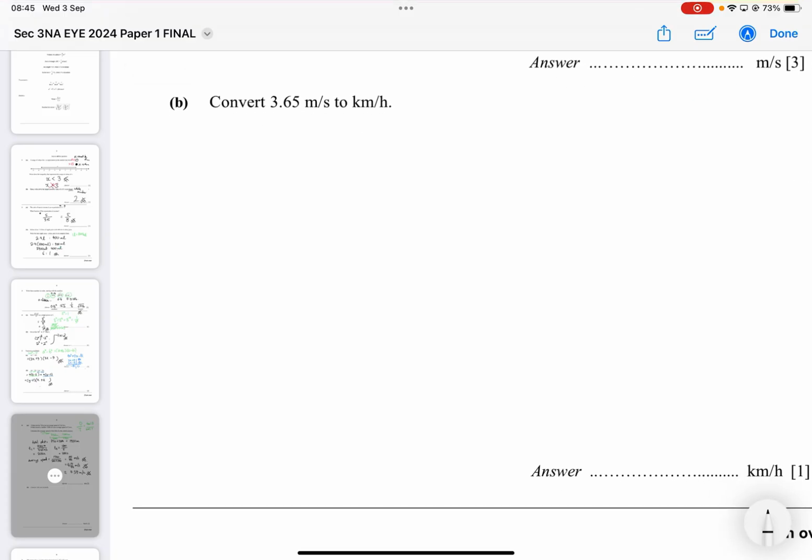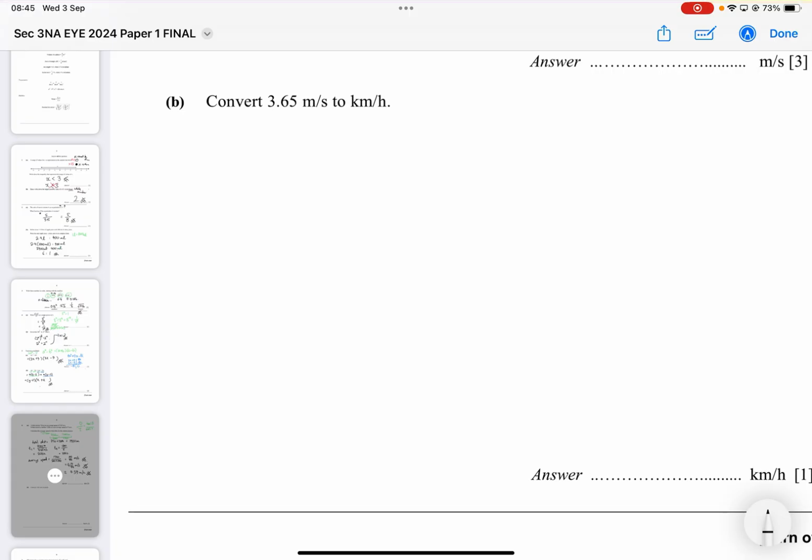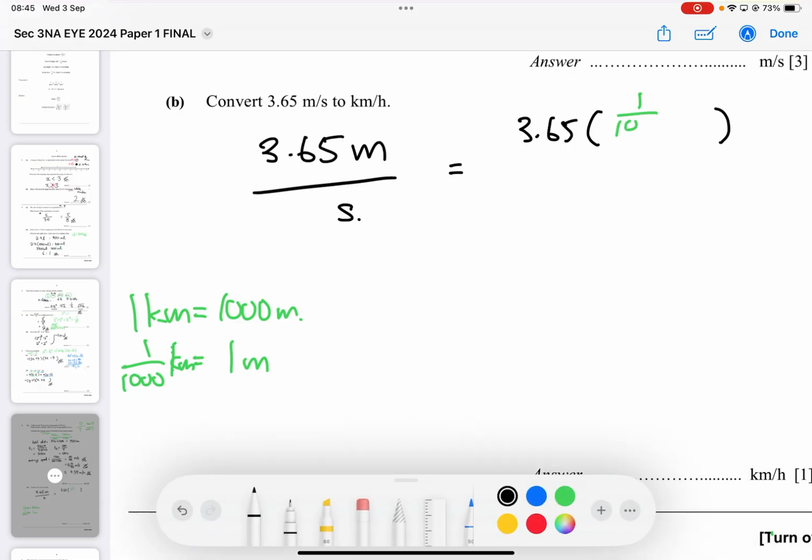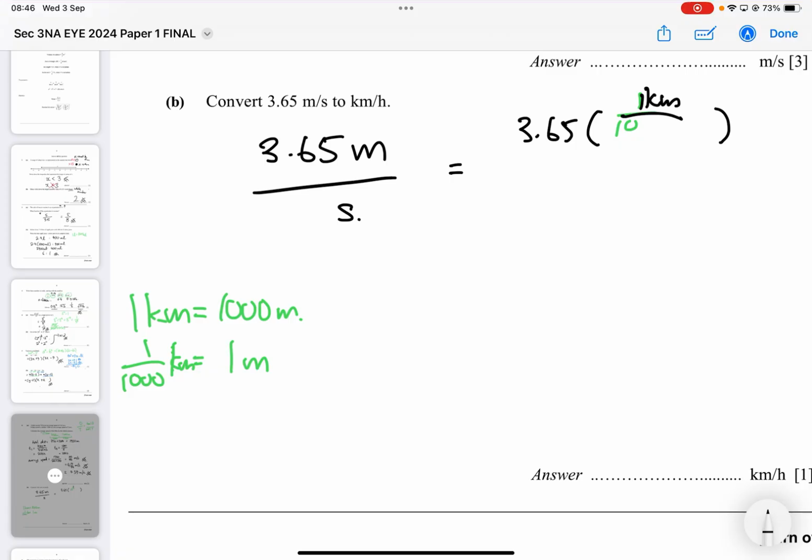So to convert 3.65 meter per second to kilometer per hour, we are starting with 3.65 meter per second. I want to convert it to kilometer. Every meter is how many of a kilometer? Every 1 km is 1000 meter. Also means that every 1 meter is 1 over 1000 kilometer. So if I know one, I know the other. So every 1 meter is 1 kilometer divided by 1000.